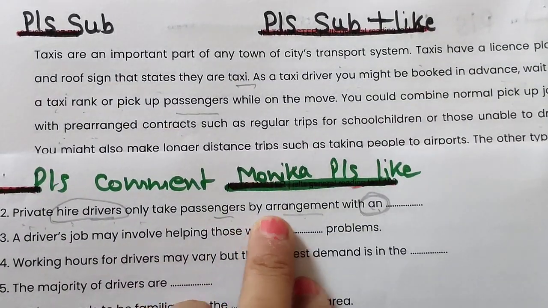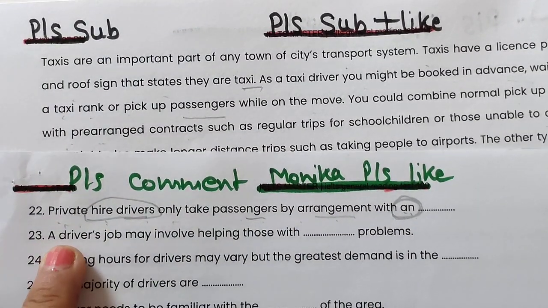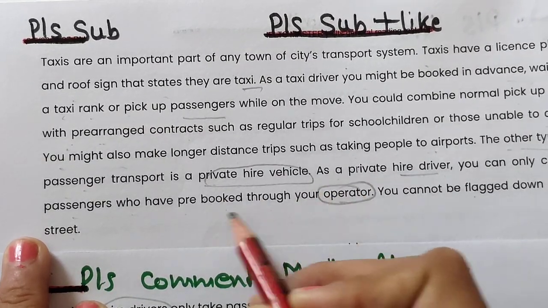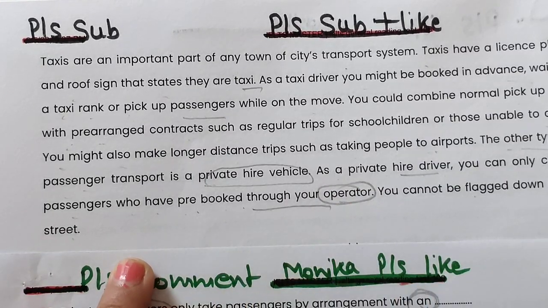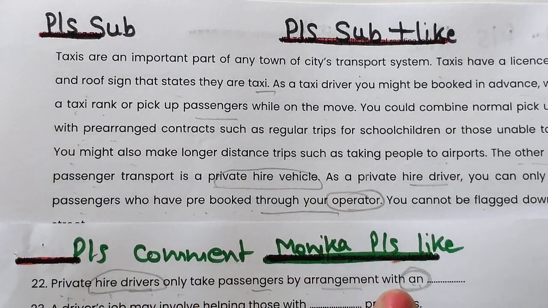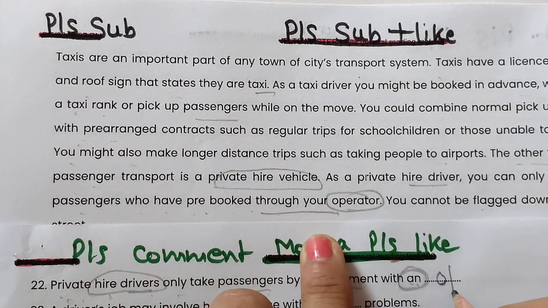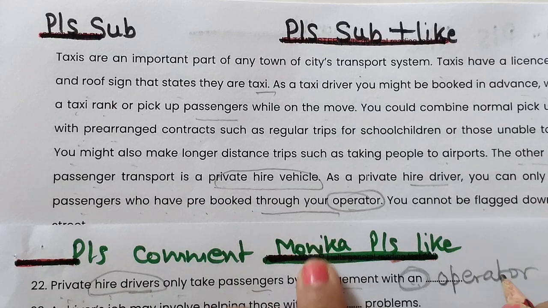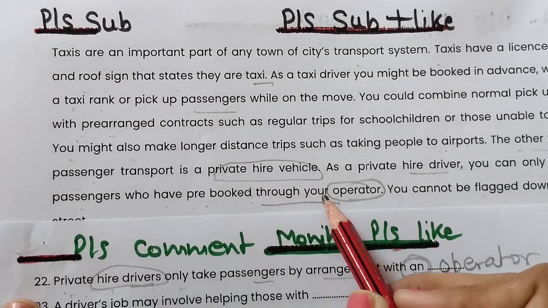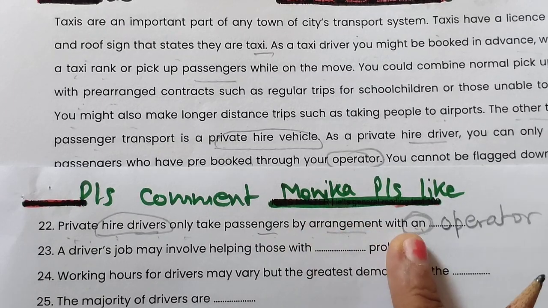Take passengers by arrangement with an... Okay, with an. What can we get for this? The word "an" is not there. Operator. You have pre-booked through your operator. See this: passengers by arrangement with an operator. So "an" will definitely come with operator because the spelling starts with O. They have done this work smartly here. I was looking for "an", but they have not used the word. But if you read the sentence structure and match the meaning, it remains the same.